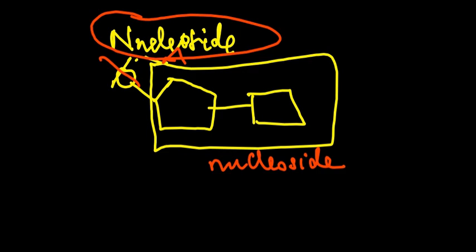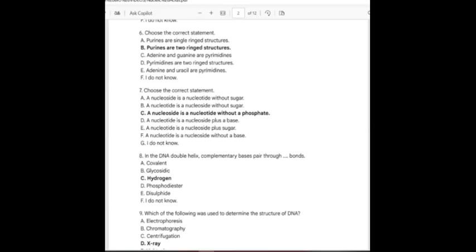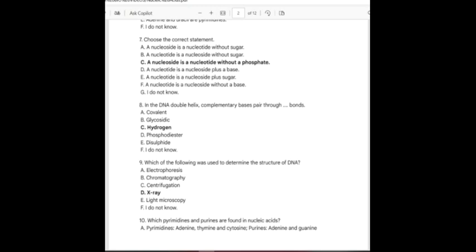Question 8. In the DNA double helix, complementary bases pair through dash bonds. So this one is direct. Hydrogen bonds are what bond these complementary base pairs.